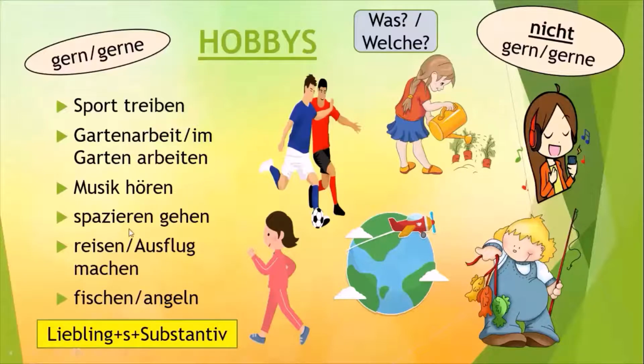Now, how would these hobbies look like in actual sentences? Now, there are two ways to talk about the hobbies in sentences. Either you will simply say, if you have just one hobby, for example, mein Hobby ist Sport treiben. Mein Hobby ist Gartenarbeit. Mein Hobby ist Musik hören. Mein Hobby ist spazieren gehen. You can describe a singular hobby like that. You can also combine two hobbies and say, meine Hobbys sind Sport treiben und Gartenarbeit.